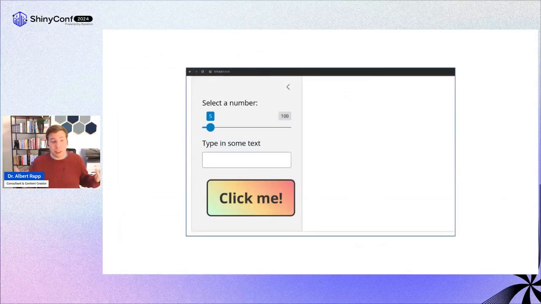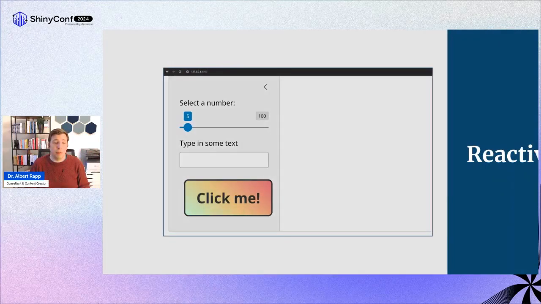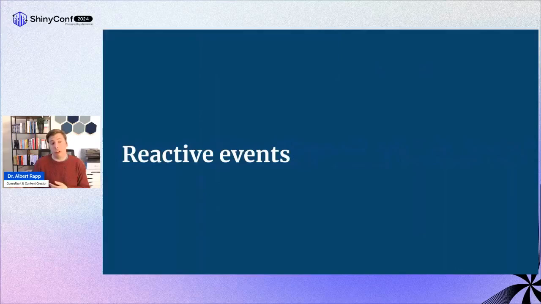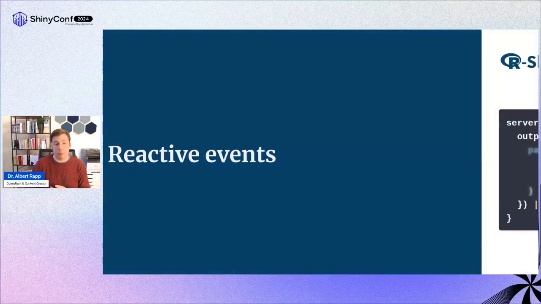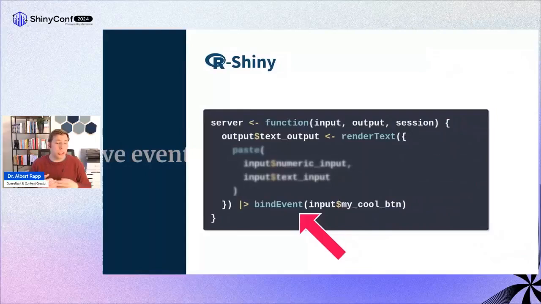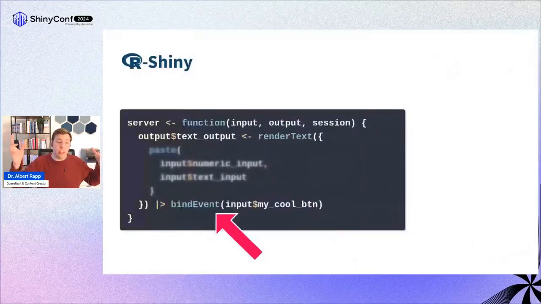So now you could insert this button into your app. Here I might have used a smaller button, but whatever, it is in there. The question now becomes, how do we make it actually react to something? And this is where, as we know from R Shiny, reactive events come in. And in R, you would just use this render text thingy that you had initially and pass this to bindEvent to bind this whole rendering process to some changes, in this case, input$my_cool_button, which is the ID of the button that I used.